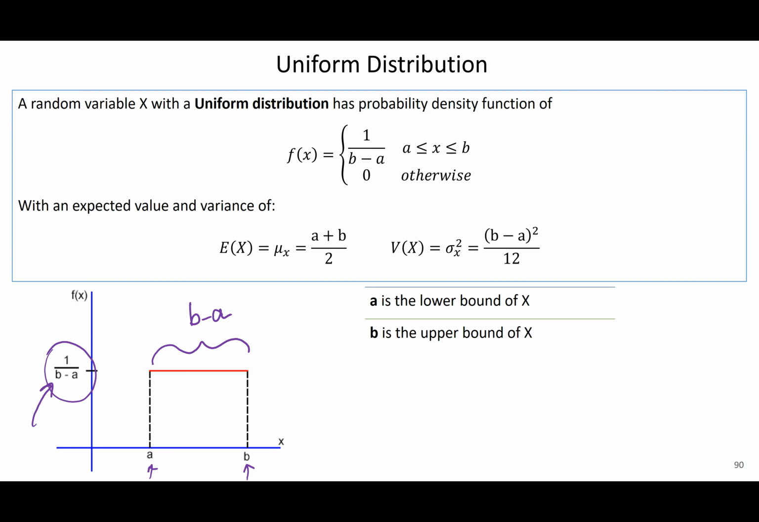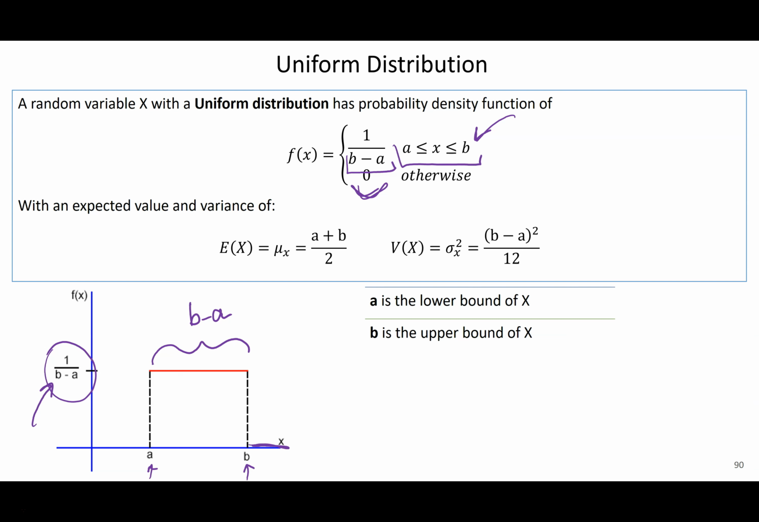So my PDF here is just going to be 1 over B minus A, and B and A are numbers. And this is true when x is between A and B. Note that this is me defining my sample space. So this is the PDF specifically for when x is between A and B. Then my PDF is going to be 0 everywhere else.